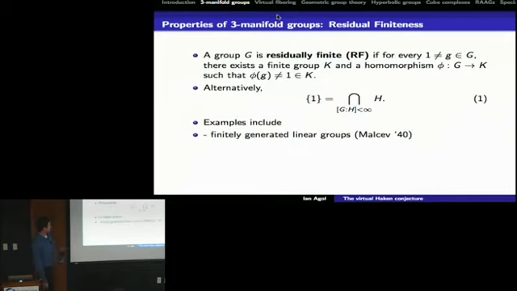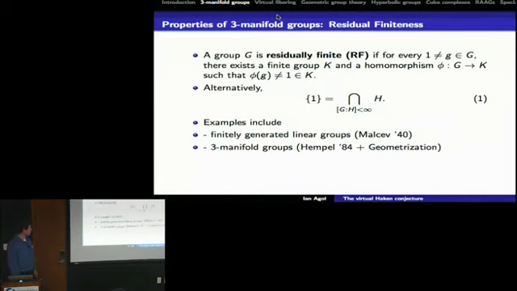So examples of residually finite groups include finitely generated linear groups. That was proved by Malcev. By a linear group, I just mean a subgroup of GL_n(C) for some n. And then three-manifold groups.